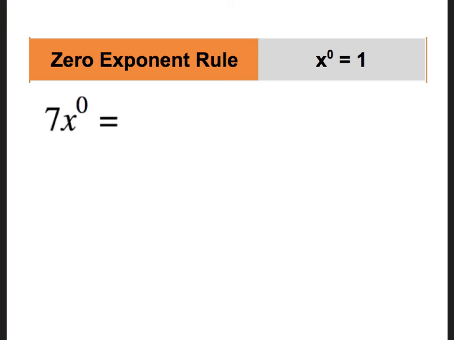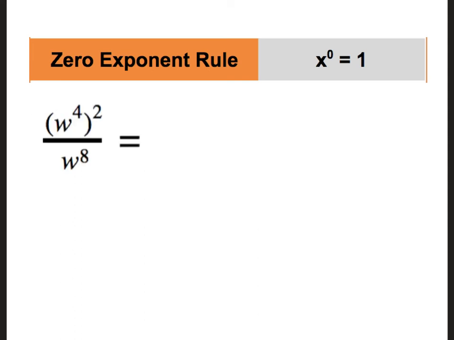So for my first problem, we have 7 times x to the power of 0. Notice that there's a little multiplication sign there, even if it isn't written. The only thing I'm raising to the power of 0 right now is that x. So that tells me that we have 7 times 1, because x to the power of 0, this whole thing, equals 1. When I do 7 times 1, I get 7. So that will be my final answer.